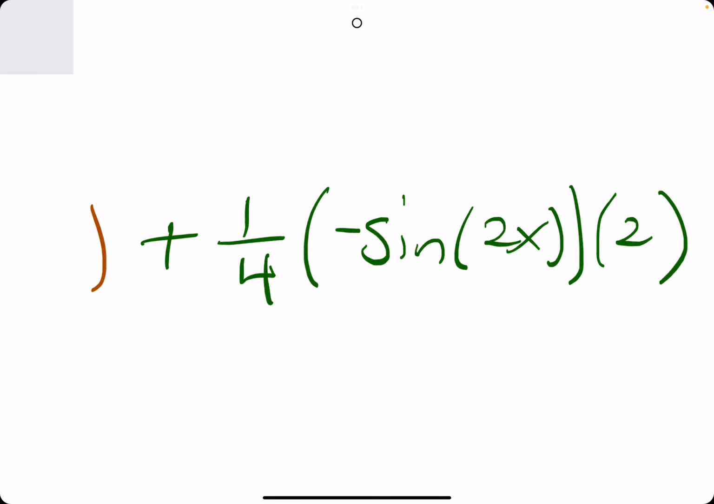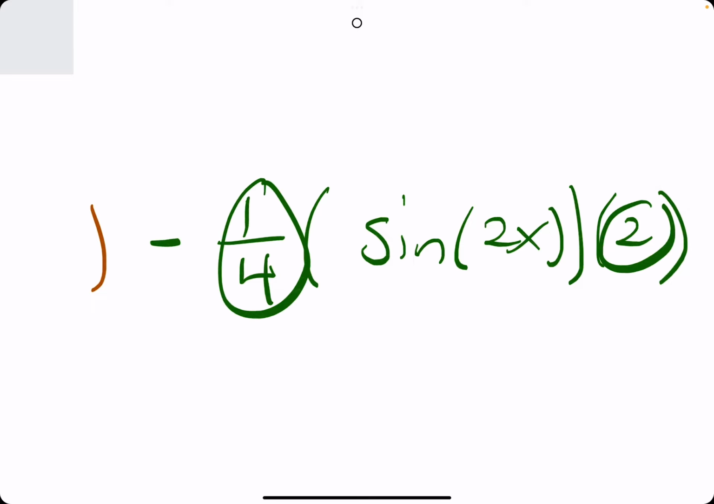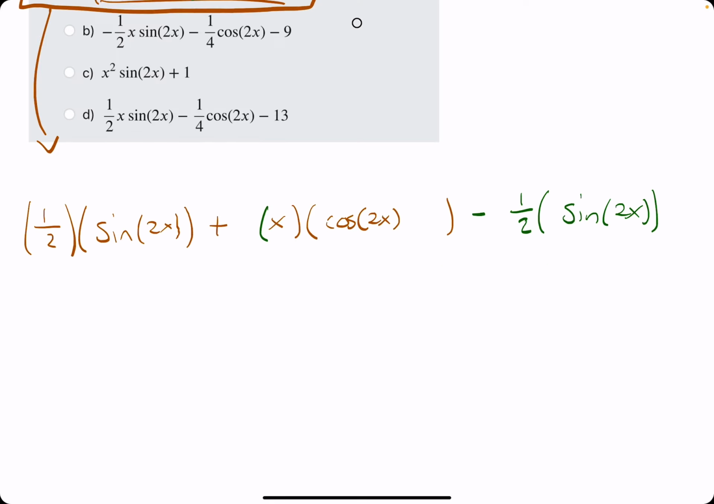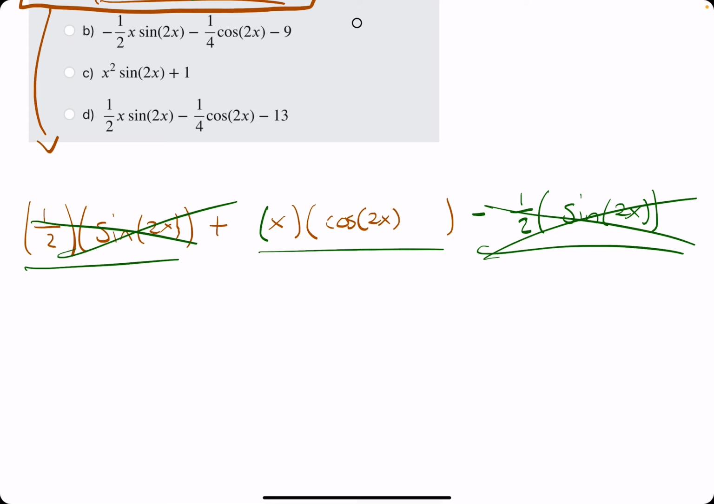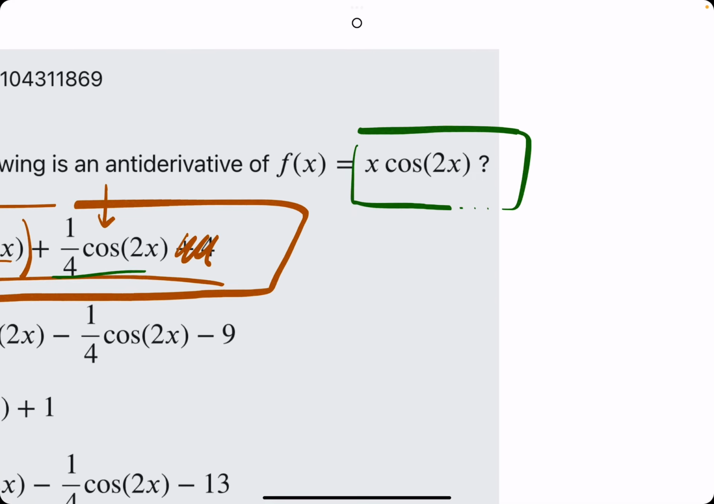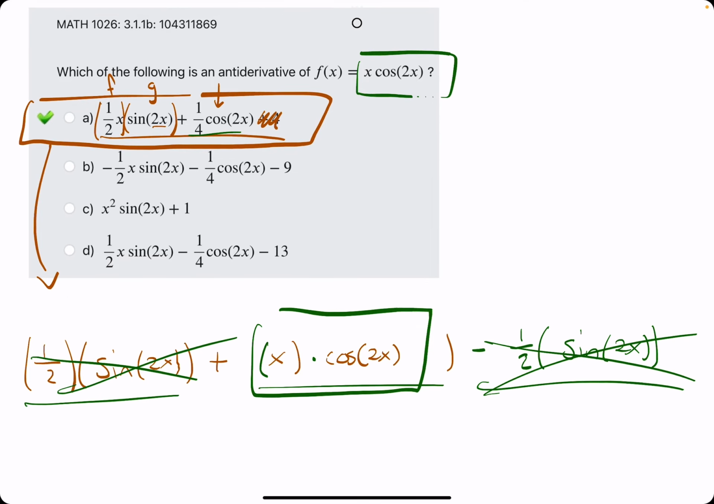And then over here, we have a negative from here, which could just make this a minus. We have a 2 and a 1/4, which can reduce to a 1/2. 2 over 4 is the same as 1 over 2. Let's see what we have. Look at that. We have a 1/2 sine minus a 1/2 sine, so those will cancel, leaving us with just x times cosine of 2x. All right.